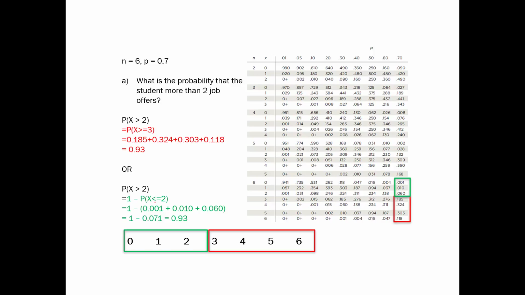2. If we go into our table again in the section for 6 and under the column for 0.7, we can grab those probabilities. Probability that x is equal to 0 is just 0.001 plus 0.010 plus 0.060. 1 minus all of that gives us 0.93. So you'll arrive at the same answer either way, but there is some utility in rewriting the problem as a less than or equal to problem whenever we start using functions in Excel.